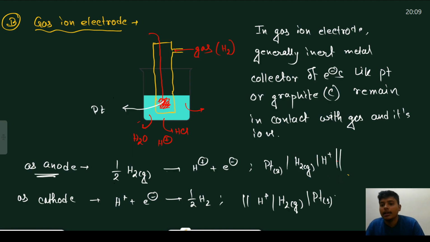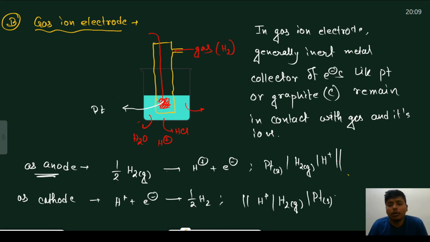Yes, sir. Next, this kind of cell we are doing. In a gas electrode, only hydrogen is possible, sir? No, not only hydrogen. We can take others. Oxygen is also possible, fluorine is also possible. Whatever gases are there, we generally take those.